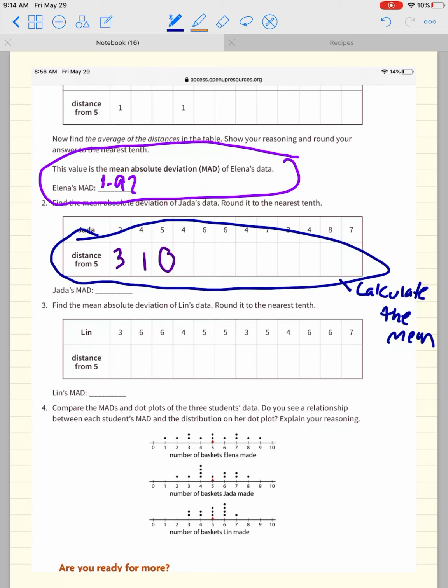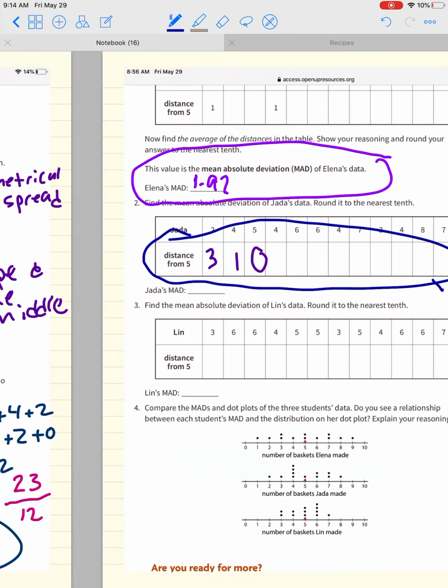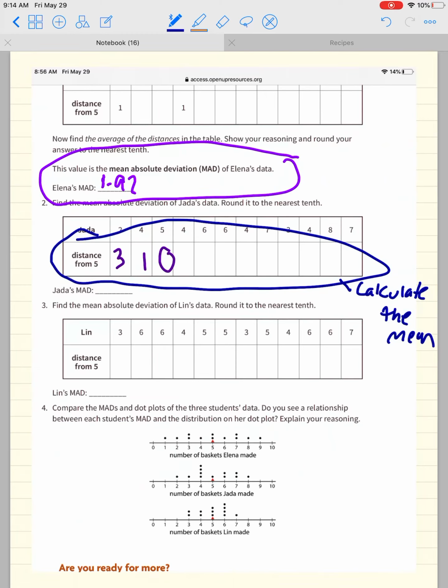All right, that is it. Do the practice problems as well. I know we're kind of ending math in the middle of a unit, but doing this is going to prepare you for 7th grade when you do statistics. Let me know if you have questions. Send me a message and I will help you out.